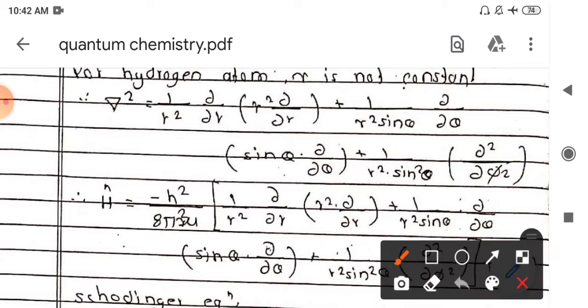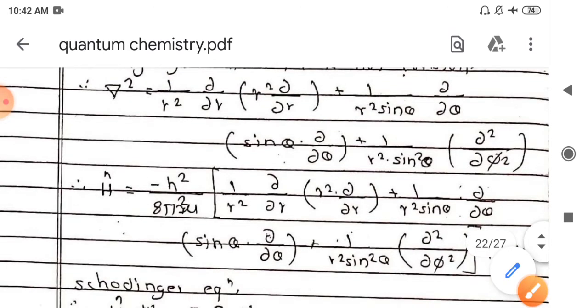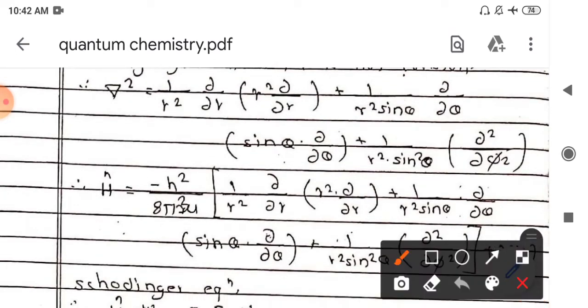Okay, for the rigid rotor this first term comes out to be 0 because r is constant, but for the hydrogen atom this term we have to consider in the derivation part. The remaining part will remain the same, that is, this is for the r equation, this is for theta, and this is for the phi equation.